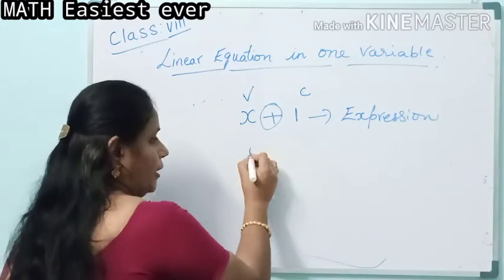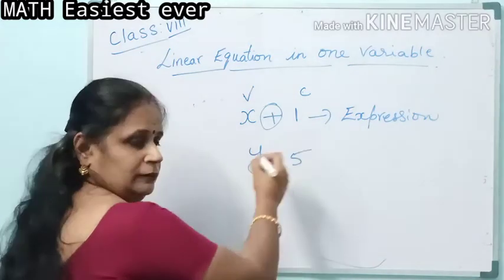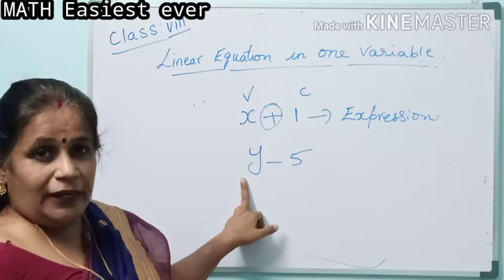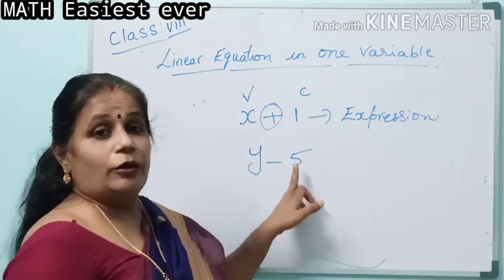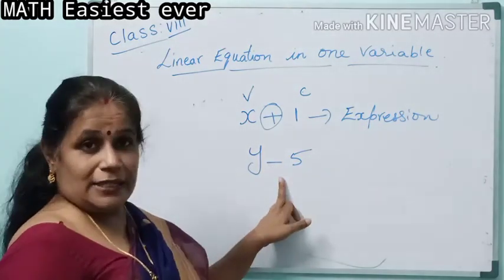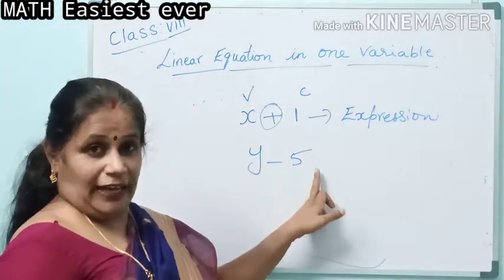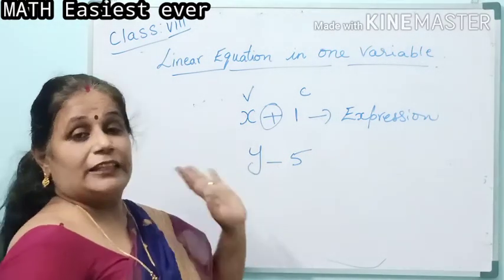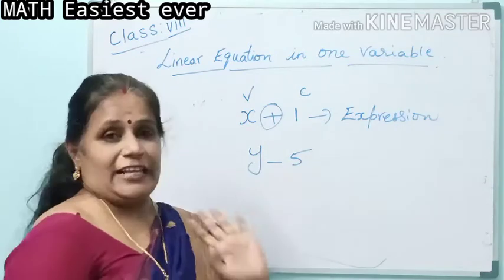I'll give one more example. Y minus 5. Y is a variable. 5 is a constant. You have combined them with a minus sign. So a combination of constant and variable with any of the arithmetic operations is called an expression.